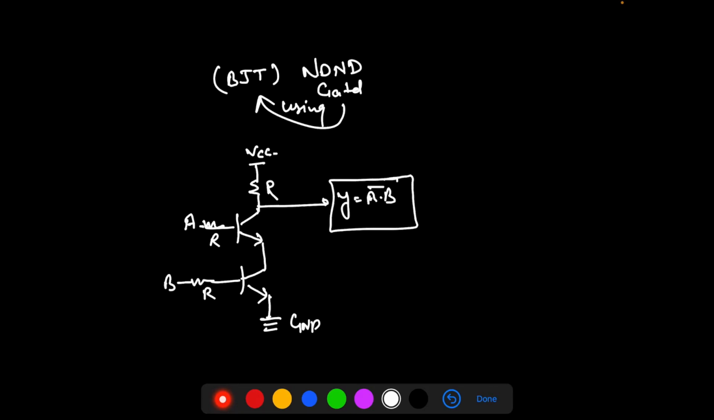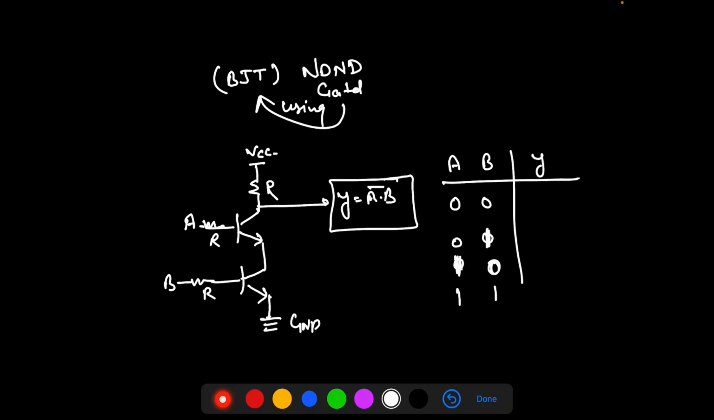Okay, if you want to find out the characteristics of this, then Y is our output here: 0 0 0 0 0 1 1 0 1 1 0 and 1 1. 0 means 0 voltage, 1 means 5 volts. For example, if we give 0 here, and if we give 0 here, that means this is off and this is off.